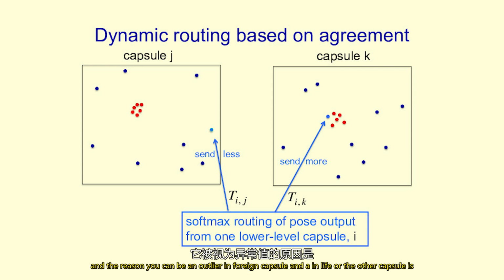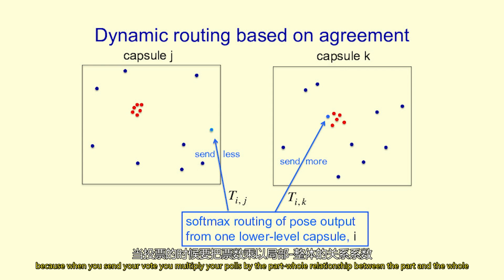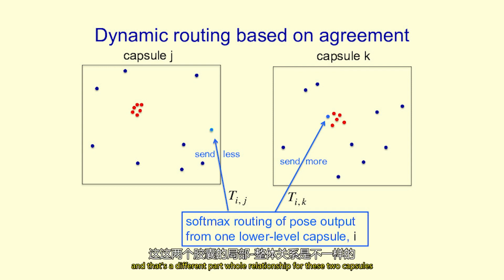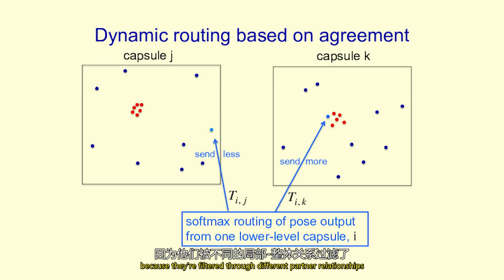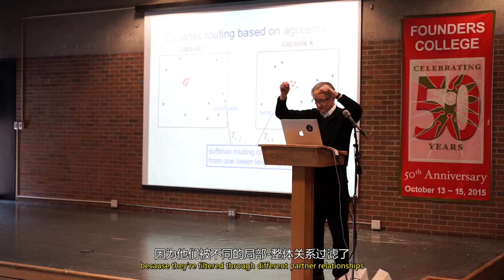The reason you can be an outlier for one capsule and an inlier for the other is that when you send your vote, you multiply your pose by the part-whole relationship between the part and the whole, and that's a different part-whole relationship for these 2 capsules. So the 2 higher-level capsules have different views of this part because they see the part filtered through different part-whole relationships. A bunch of parts that are seen as agreeing by capsule K might be seen as disagreeing by capsule J.